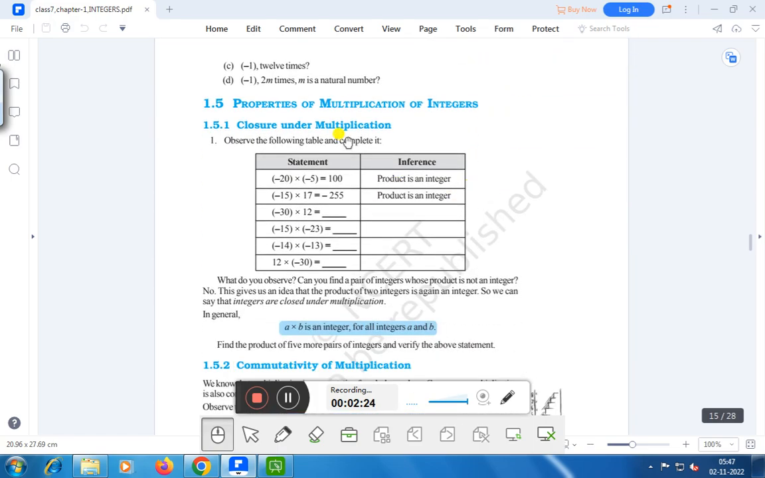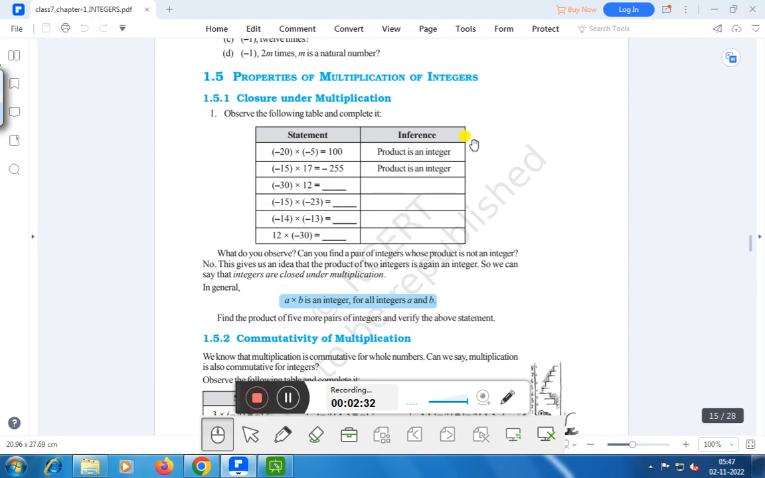Now, properties of multiplication of integers. Closure under multiplication. Here you see, if you multiply two integers, minus 20 into minus 5, you are getting 100. The product is also an integer. Here you see minus 15 into 17, we are getting minus 255. The product is an integer.